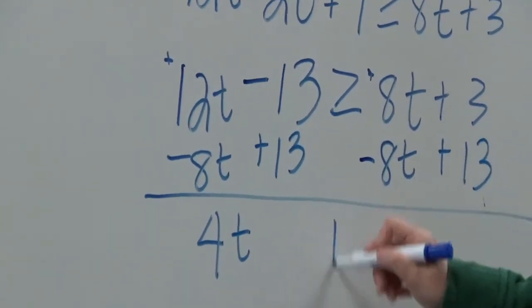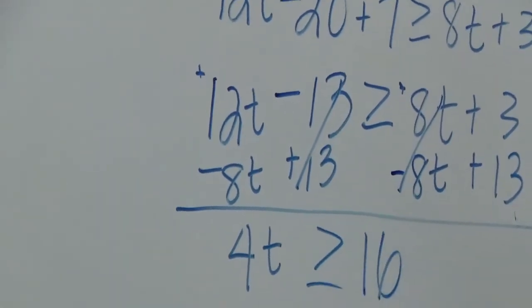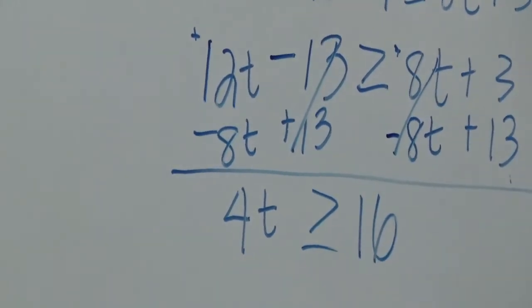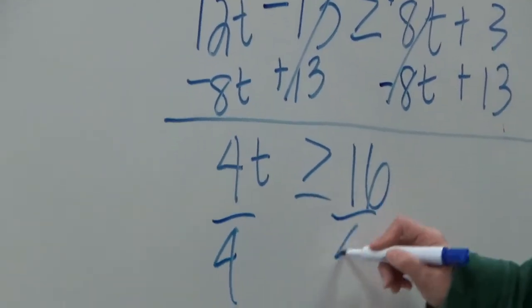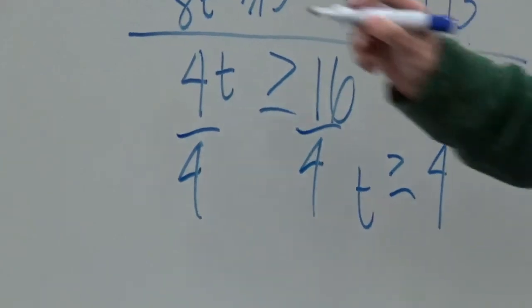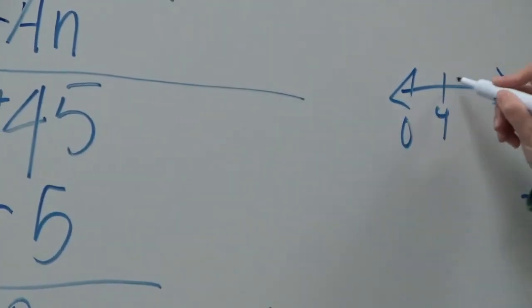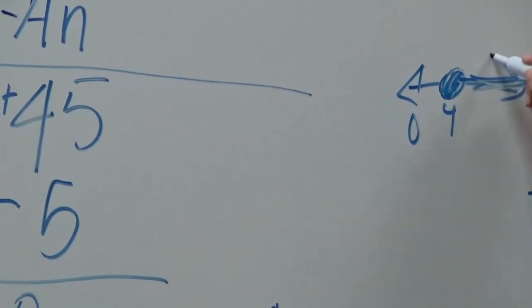I add the two numbers, and I get, so that's all canceled, that's all canceled. And then I get 4t is greater than or equal to 16. I'm going to divide by 4. t is greater than or equal to 4. So my t is on the left side, so I can just go to 4 from 0. Greater than or equal to is a colored in circle. There you go.